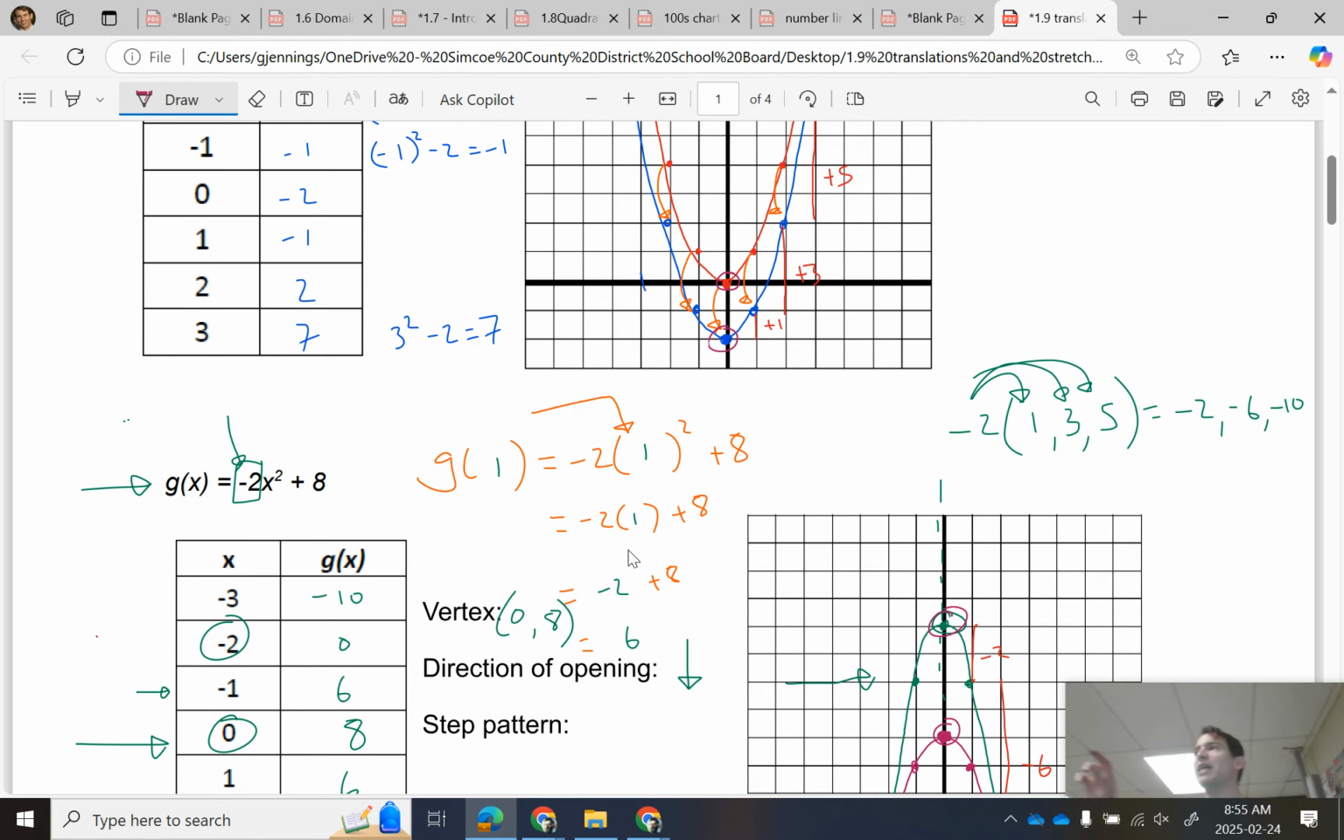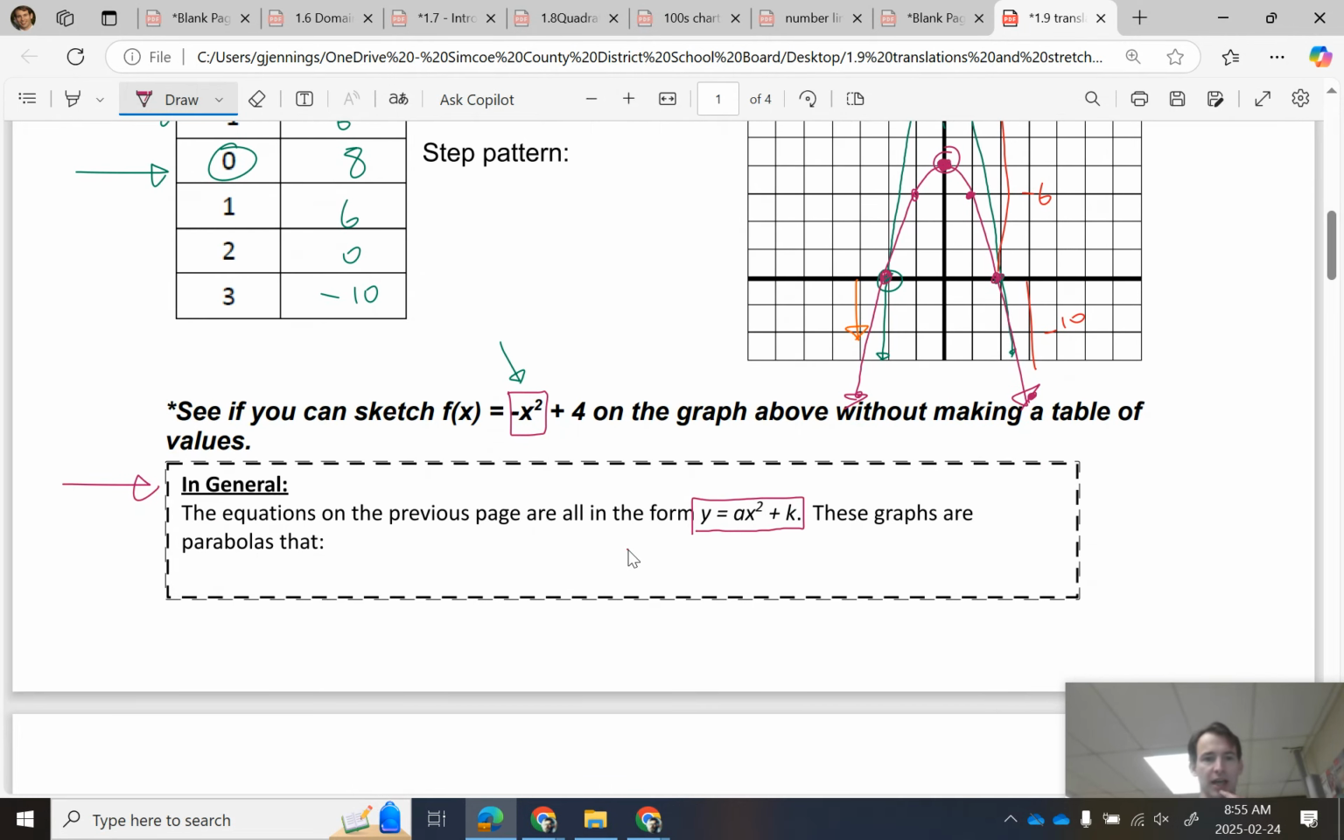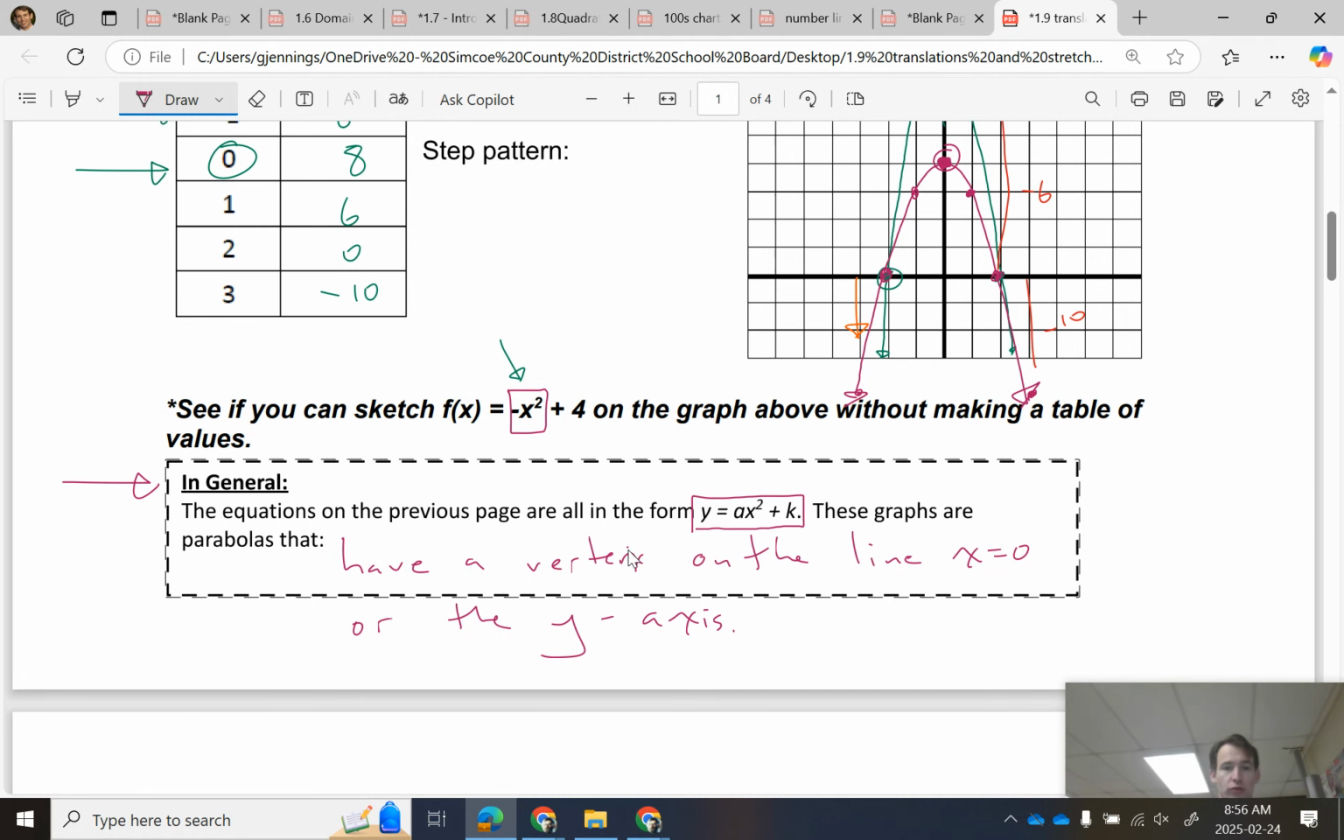None of these have a bx term. None of them have any slope at the y-axis. They're flat there, and then they come down. So these graphs are all parabolas that have a vertex on the line x equals 0, or the y-axis. That's all true there.